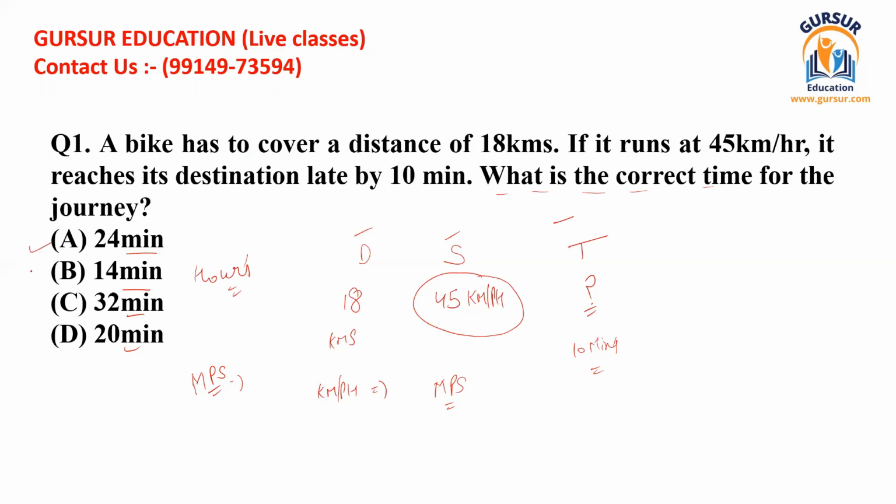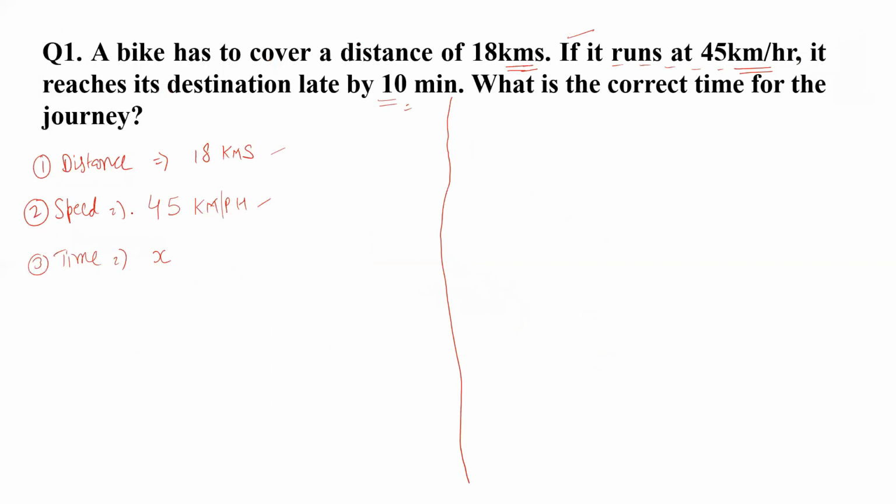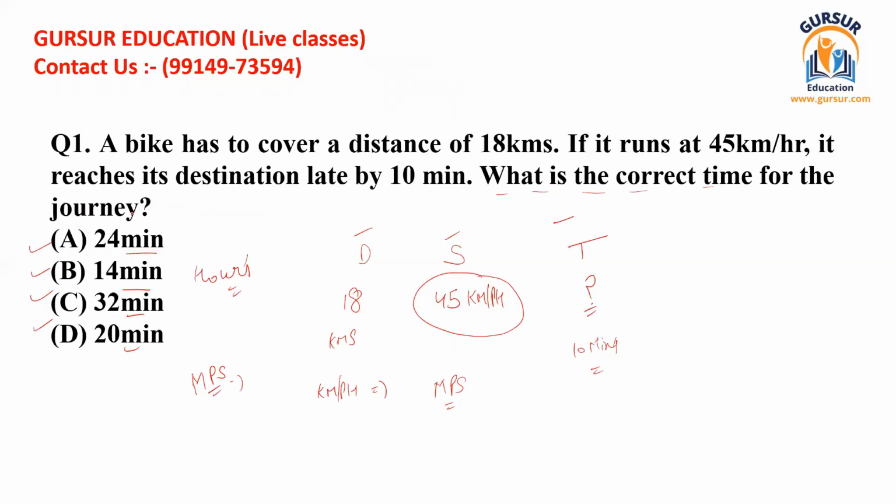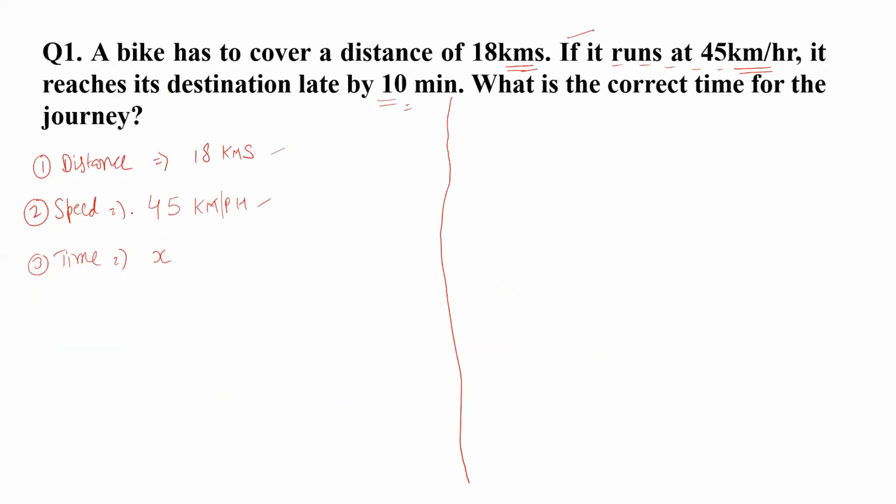Only by looking at the options, because in all the options the answer has been given in the denomination of minutes. This was the first idea I got. The second option is, you can see it has been written that he reaches his destination late by 10 minutes. So here the word minute has been written.